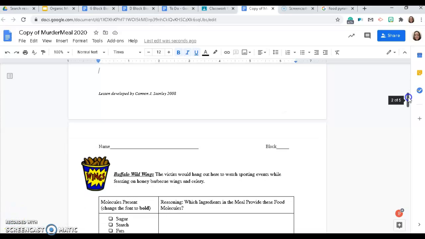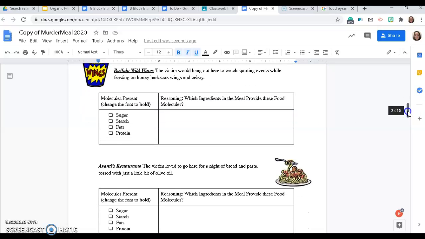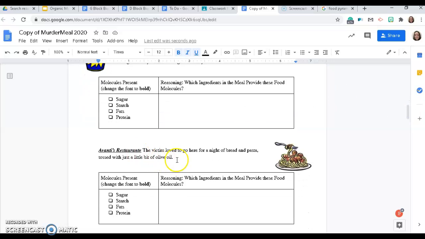The next restaurant is Buffalo Wild Wings. And at Buffalo Wild Wings, the victim would eat honey barbecue chicken wings and celery. And the third restaurant is Avanti's Ristorante. The victim loved to go here for a night of bread and pasta tossed with just a little bit of olive oil. So no sauce, just pasta and olive oil and bread.